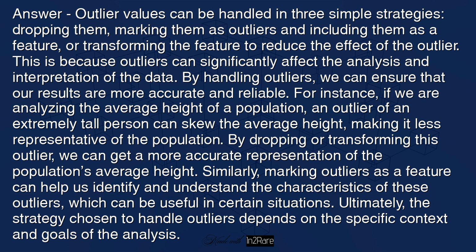For instance, if we are analyzing the average height of a population, an outlier of an extremely tall person can skew the average height, making it less representative of the population. By dropping or transforming this outlier, we can get a more accurate representation of the population's average height. Similarly, marking outliers as a feature can help us identify and understand the characteristics of these outliers, which can be useful in certain situations. Ultimately, the strategy chosen to handle outliers depends on the specific context and goals of the analysis.